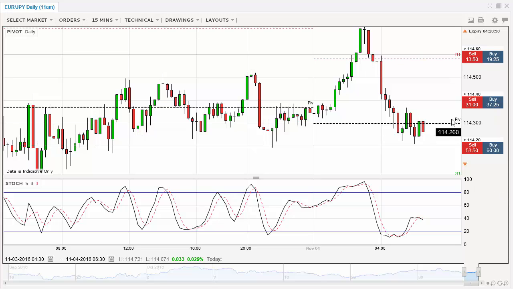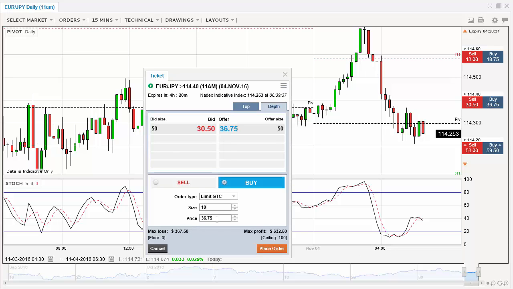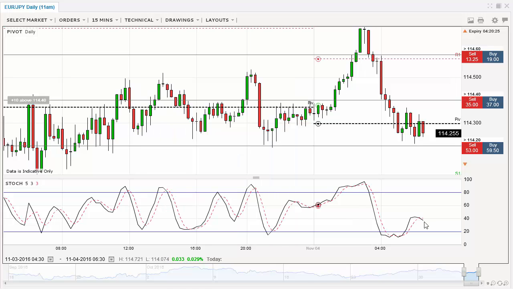Instead, I would actually prefer to come up to 114.40. Now we have had this reversal bar. It made a low. This bar closed above the high of this one, and we've also had divergence. So I'm going to go ahead and enter this. I'd actually like to pay about $35 for it. Just in case I'm wrong, I'm not going to risk a lot of money. And this will have to come down to 35 for me to be filled.